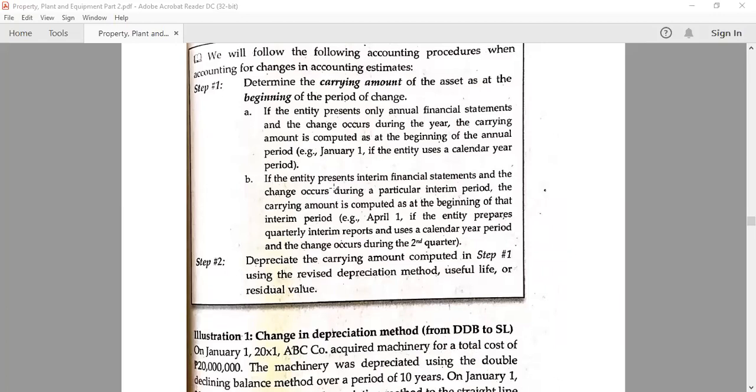So if there's a change in a quarter, it is as if that begins at the beginning of the quarter. Let's say April 1, the second quarter, the first quarter is from January 1 to March 31. So if ever there's a change during the quarter, it is as if it happened April 1.